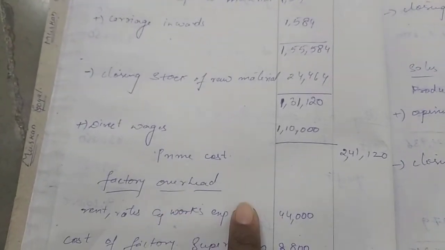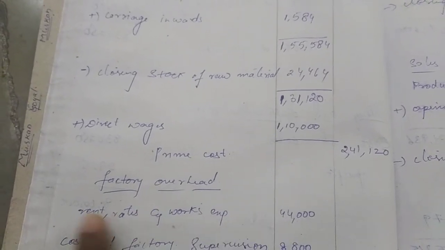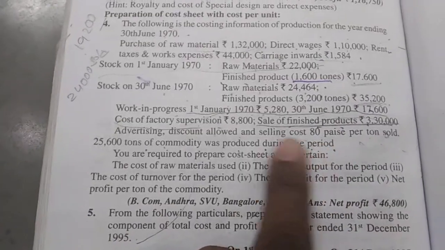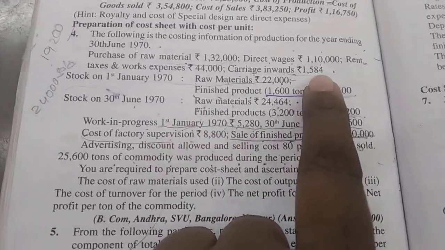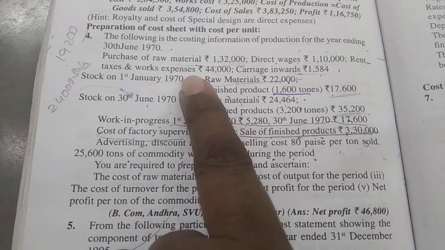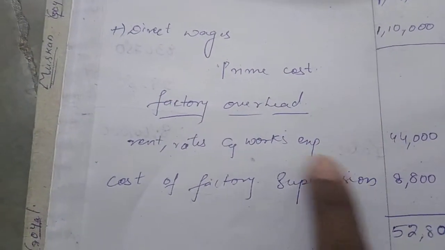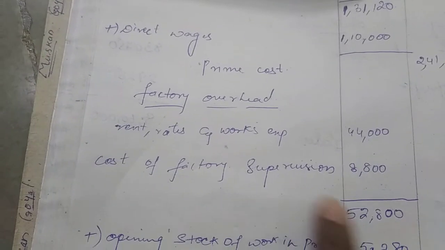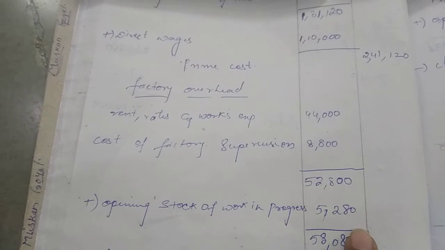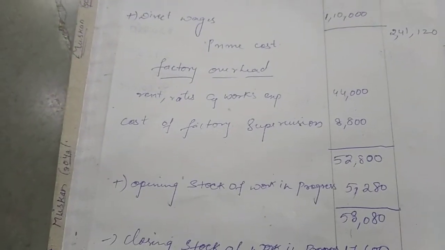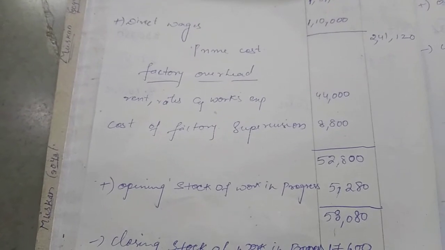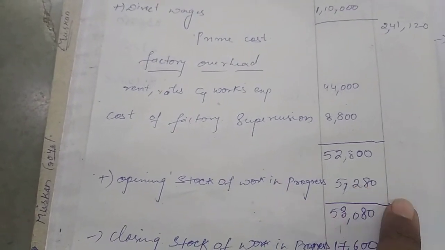After that, factory overhead. We have to add the factory overhead. In factory overhead, see the information he has given. Rent, taxes and works expenses he has given, so that's why we have taken this item in the factory overhead. And cost of factory supervision 52,800. Afterwards add the opening stock of work in progress. Why? Because in the question he has given opening stock of work in progress and even closing stock of work in progress. So opening stock of work in progress 5,280.